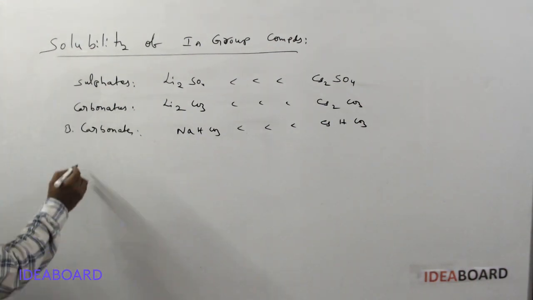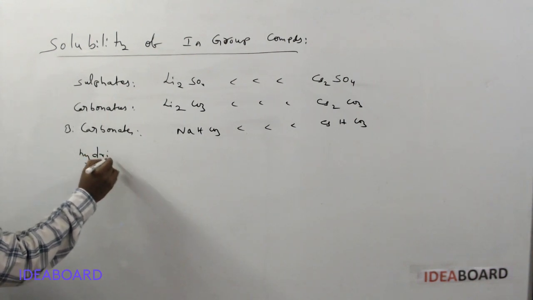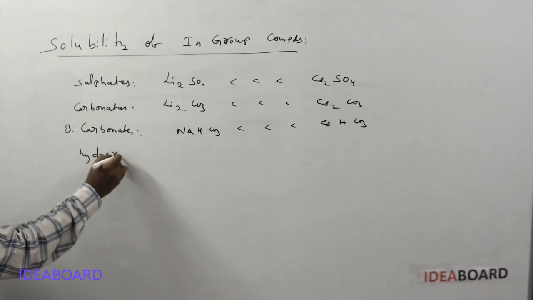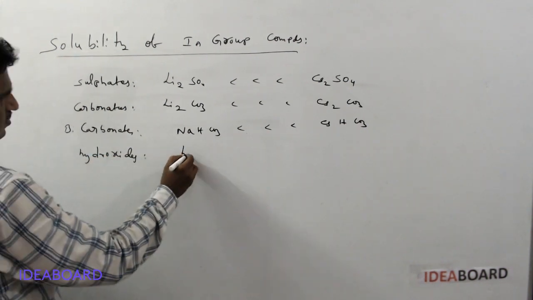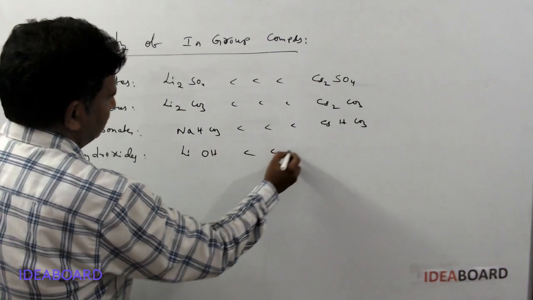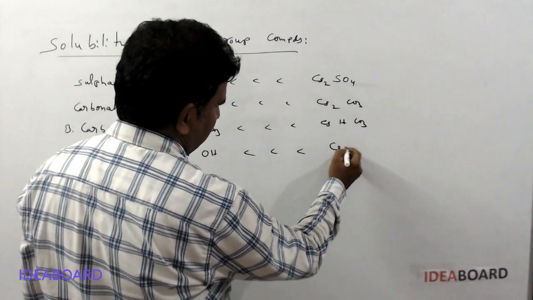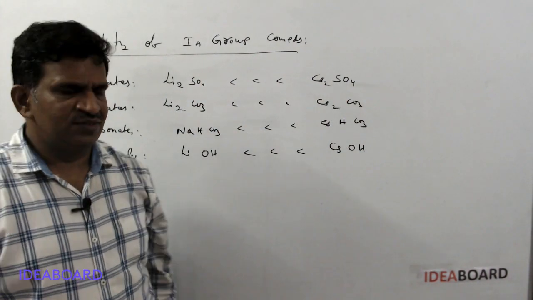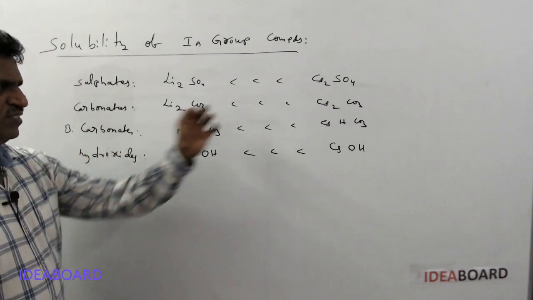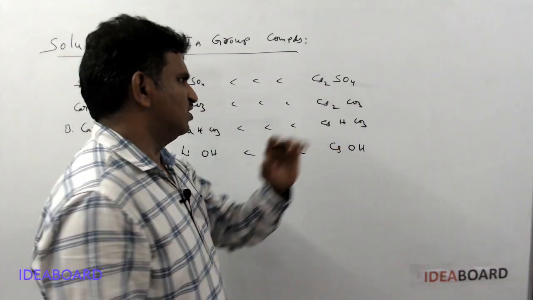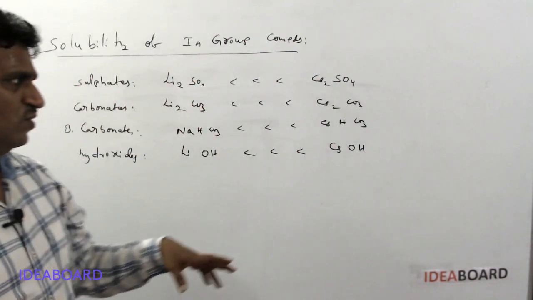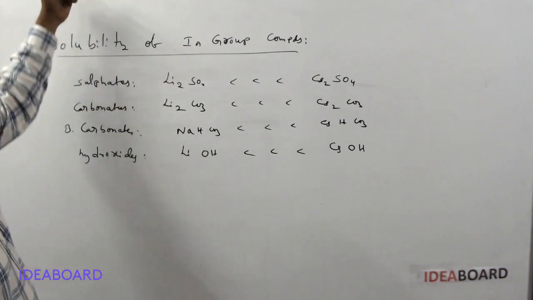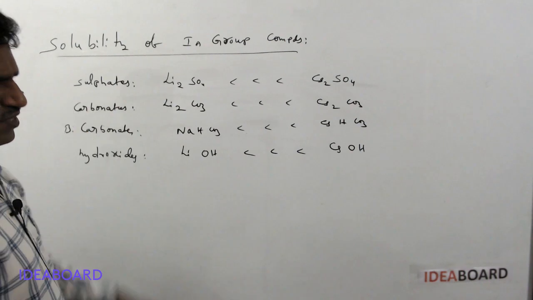And next, if you are taking hydroxides. Here, for hydroxides also, from lithium hydroxide to cesium hydroxide, the solubility in water increases. This is the simplest way. All these are increasing only. Please remember, all these are increasing only. For hydroxides, bicarbonates, carbonates, sulfates, solubilities increase gradually.